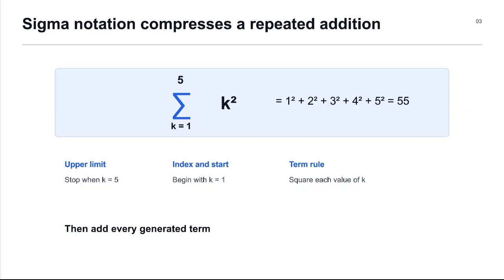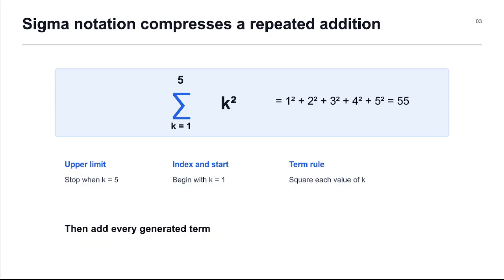Sigma notation compresses a repeated addition. Sigma notation is a compact way to represent repeated addition. The Greek letter sigma means that we must add a collection of terms. The expression below sigma identifies the index and tells us where to begin. The number above sigma tells us where to stop. Finally, the expression to the right gives us the rule for generating each term.